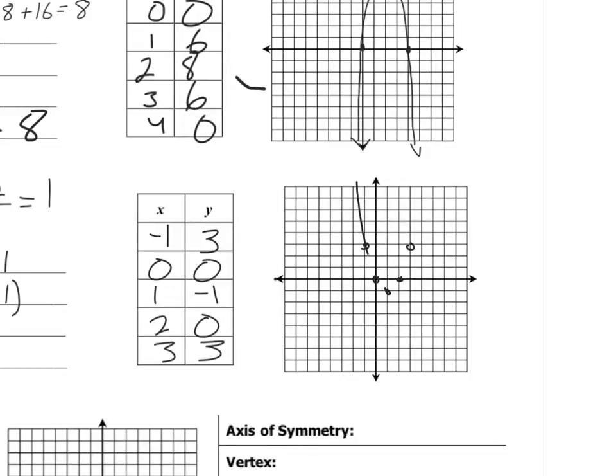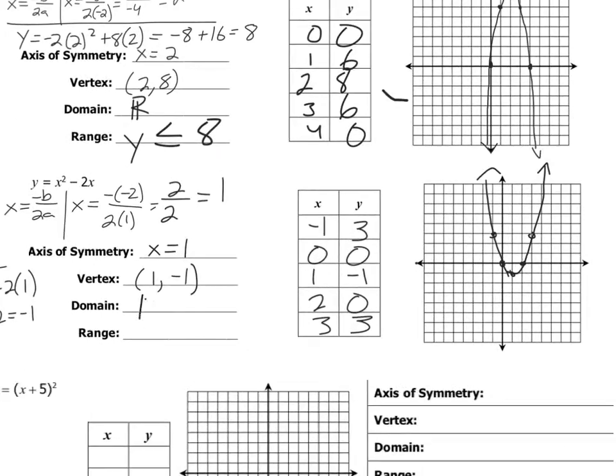And this parabola is opening up because our a was positive. Okay, domain is going to be all reals. Your range is going to be y is greater than or equal to, because it's opening up, then the y value of our vertex, which is -1.